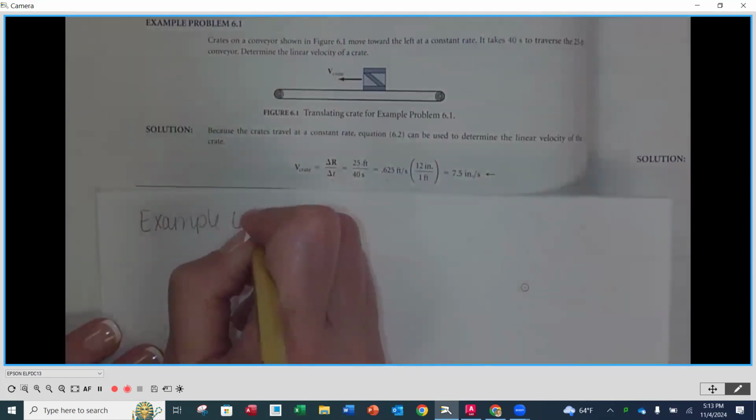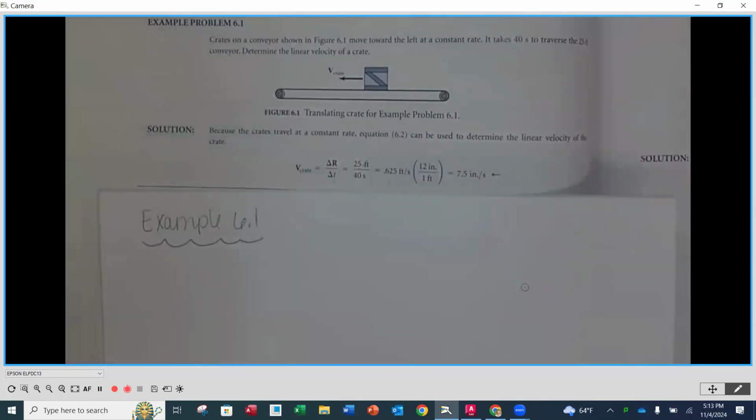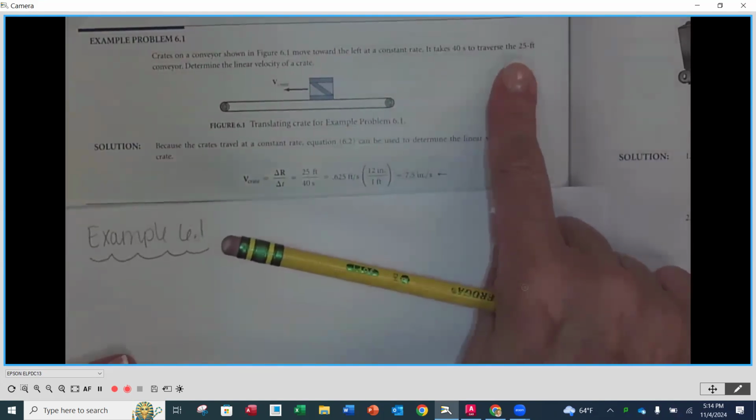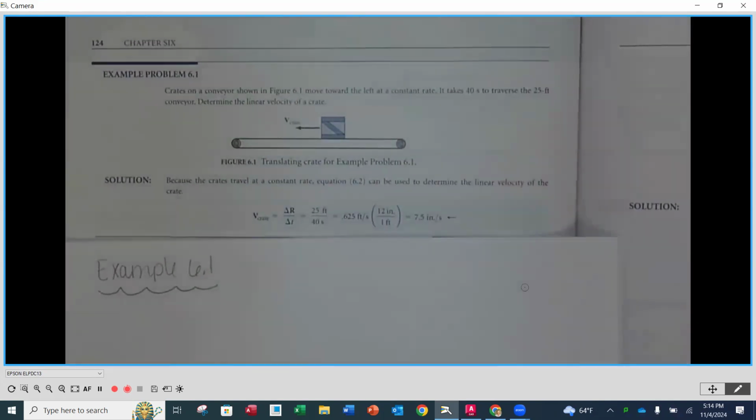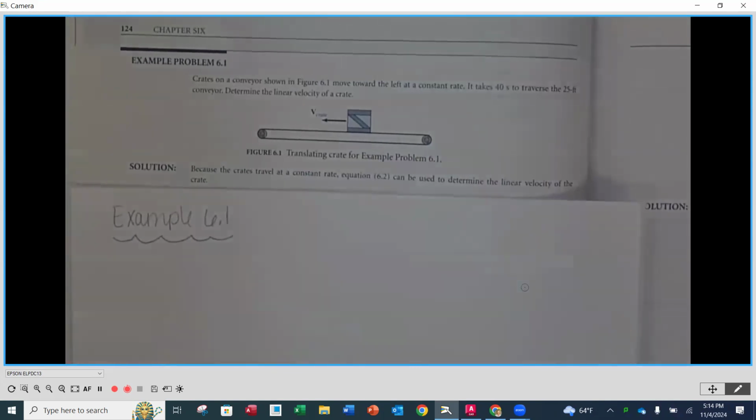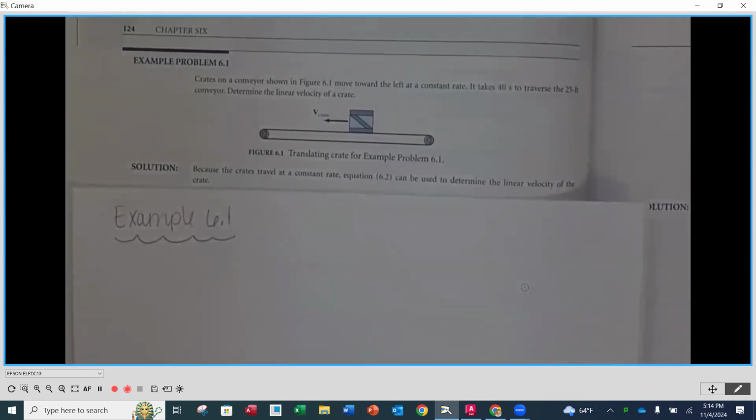Example 6.1 says: crates on a conveyor shown in figure 6.1 move towards the left at a constant rate. So they're not speeding up, they're not slowing down, they're going at a constant rate or a constant velocity. It takes 40 seconds to traverse a 25-foot conveyor. Determine the linear velocity of the crate. I didn't catch that part at first, the 25-foot conveyor.